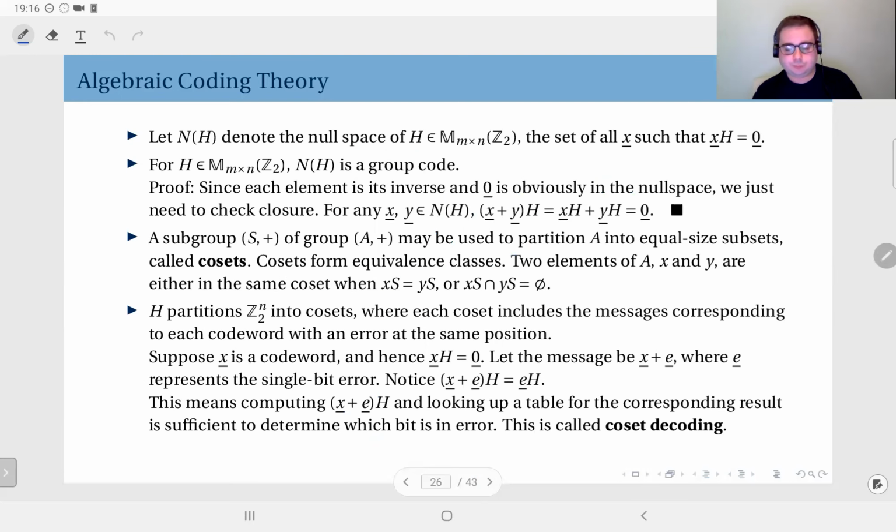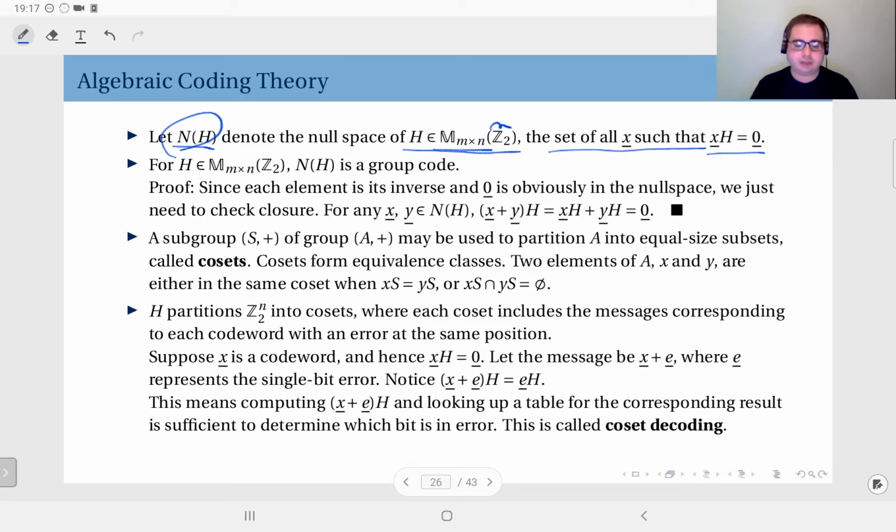Of course, when you have a code, this is real life, so you have to implement it, and you would like to have an easy way of doing that. Let N(H) denote the null space of the parity check matrix. This is the set of matrices of size m by n consisting of elements in Z2, meaning either 0 or 1. The null space is defined as the set of all x's that satisfy x times H equals 0.